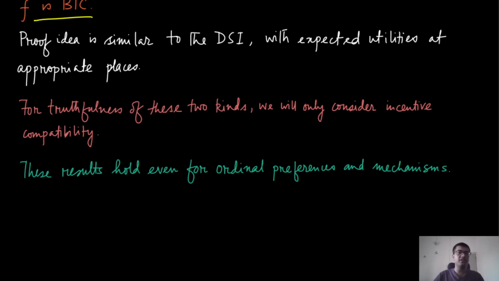So these two results are actually saving us from searching over all possible indirect mechanisms. For truthfulness of these two kinds, we will only consider incentive compatible mechanisms. We will only consider direct mechanisms, and we'll discuss whether they are implementable in that direct mode or not. Even though we have proved these results using cardinal preferences, the same argument with a minor modification will still work.